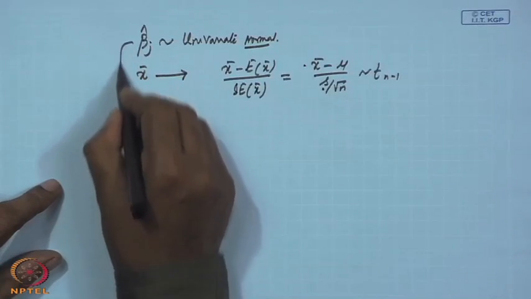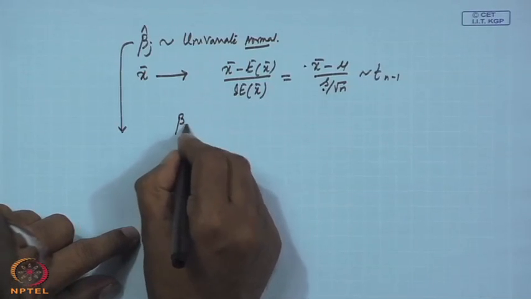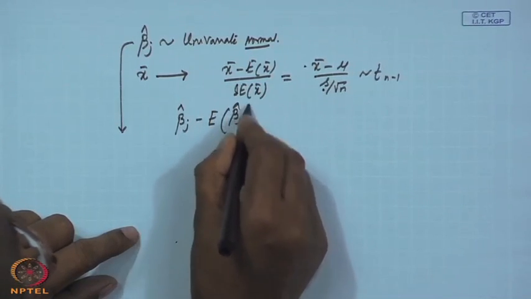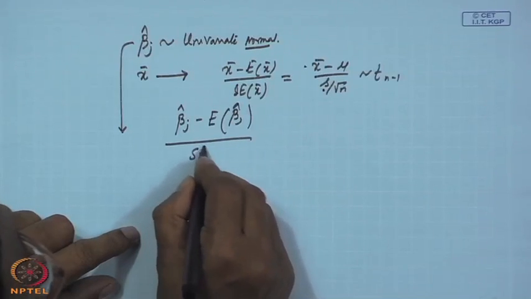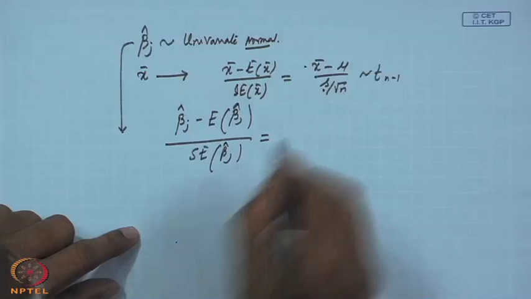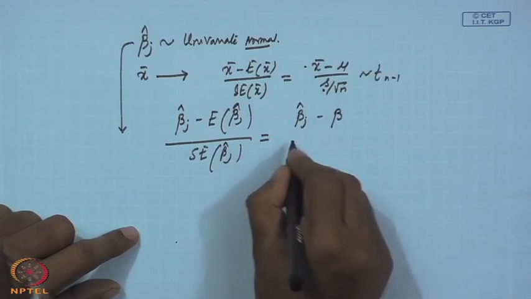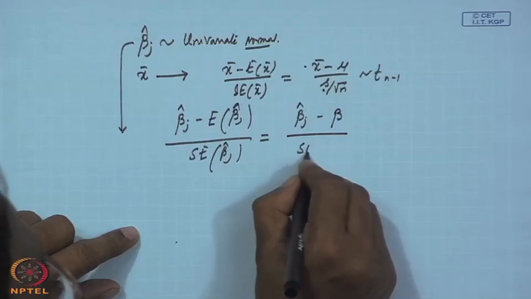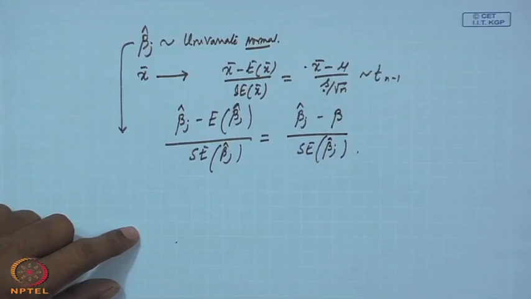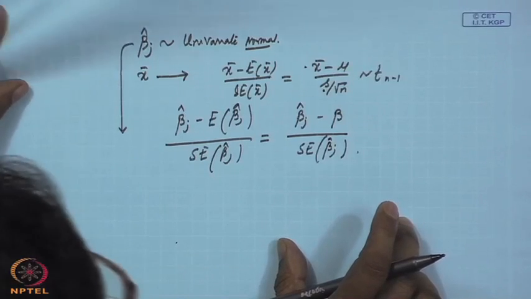Now, for beta cap, let us do the similar thing. If I write beta j cap minus expected value of beta j cap divided by standard error of beta j cap, what will this value be? This value will be beta j cap minus beta j divided by the standard error of beta j cap, that you require to find out. How do you find out this one?